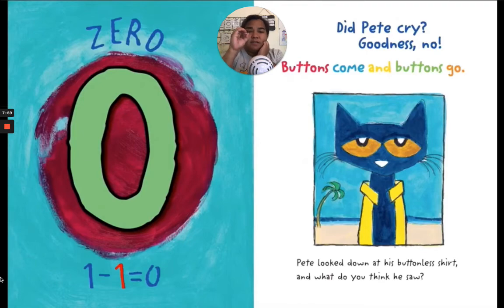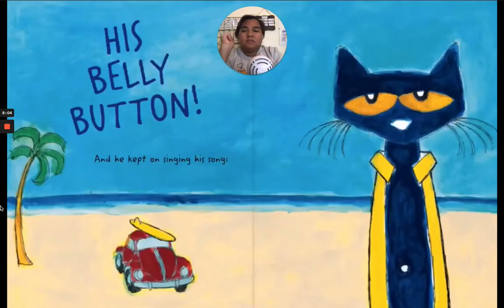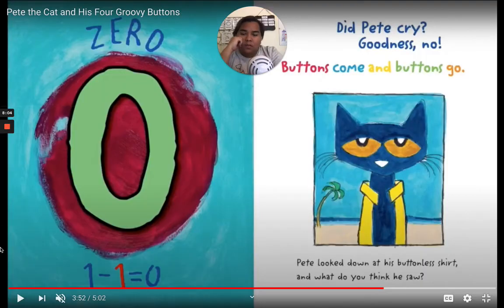0. 0 buttons are left, like we said, because 1 minus 1 equals 0. So like we said, his last button popped off, so that means he has 0 left, because 1 minus 1 equals 0. Did Pete cry? Goodness, no. Buttons come and buttons go. Pete looked down at his buttonless shirt, and what do you think he saw? So what do you think he saw? He has no more buttons. What else do you think he saw?